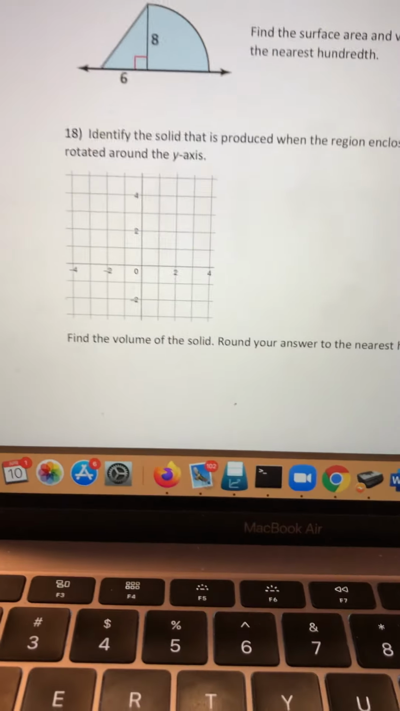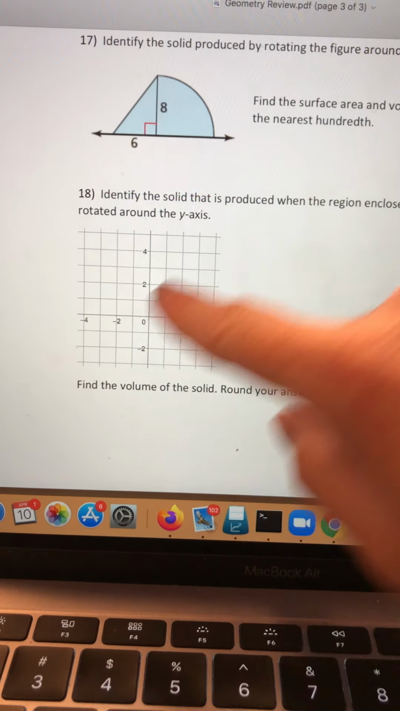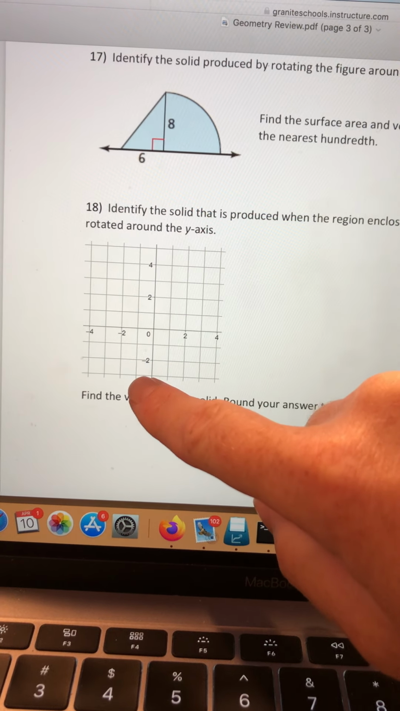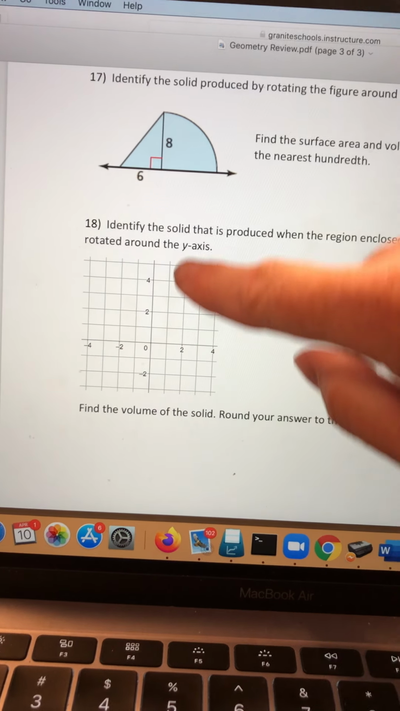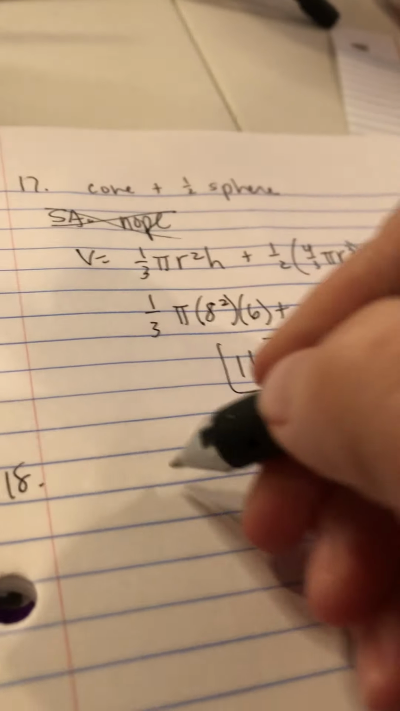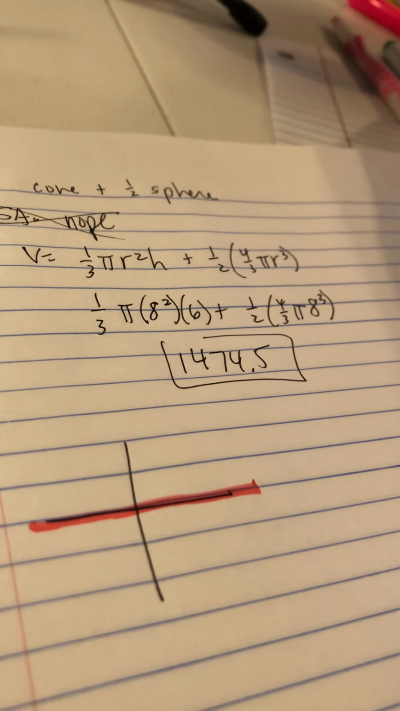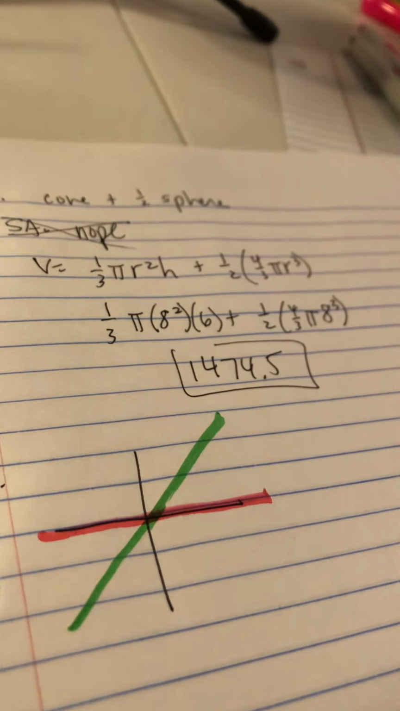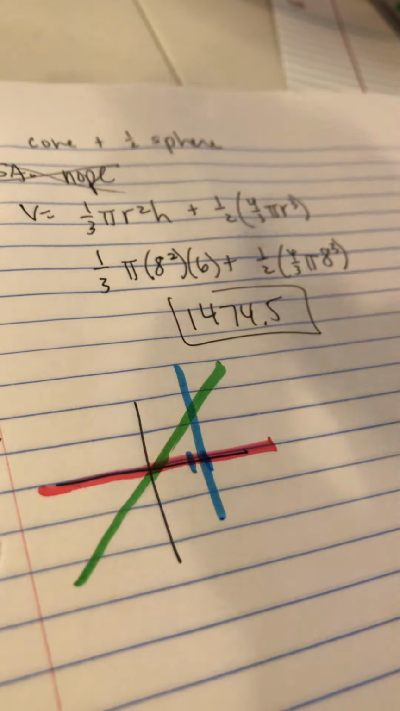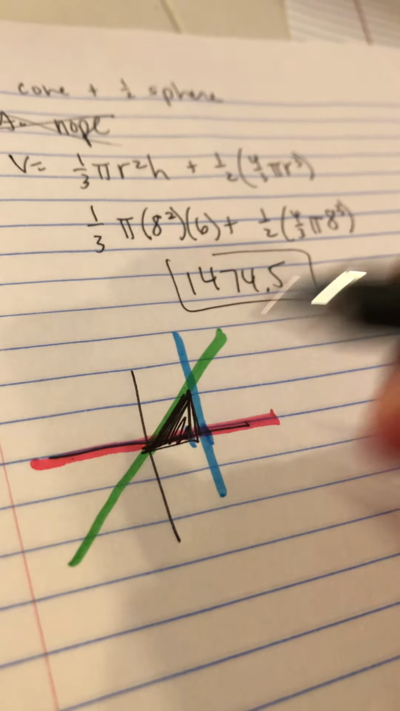Last one, number 18. It says, identify the solid that is produced when I have y is 0, which is this axis, y equals x, x equals 2. I assumed that it just meant this x equaled 2, and it's rotated around the axis. So let's see if I can do it. It gave me y equals 0. It gave me y equals x. And one more color, come on, Cooper. And then it gave me x equals 2.